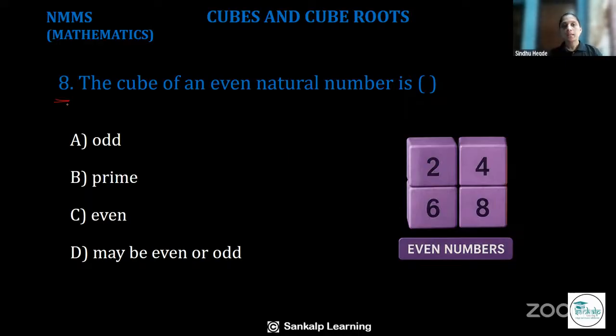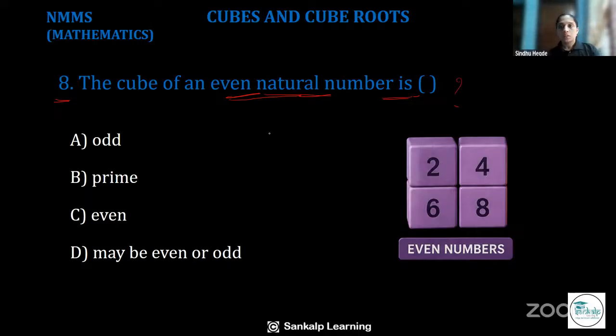Let us see question number 8 of the chapter cubes and cube roots. The cube of an even natural number is option A odd, option B prime, option C even, option D may be even or odd. The cube of an even natural number is what?